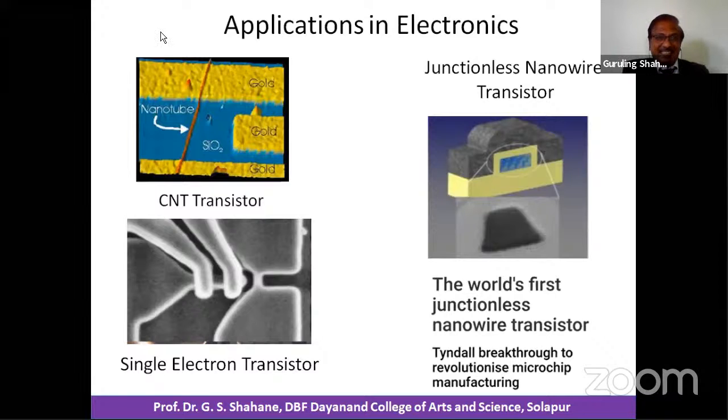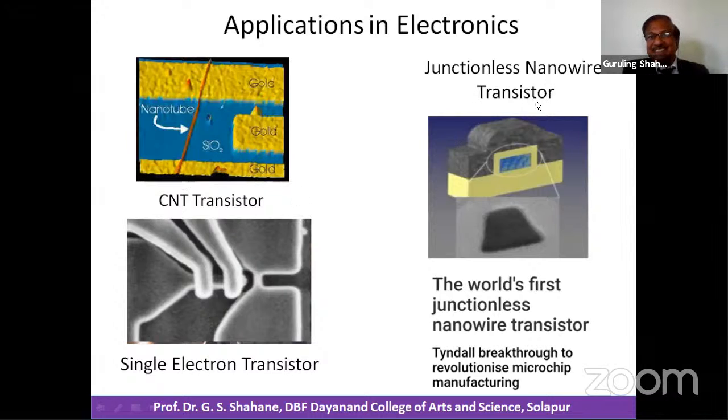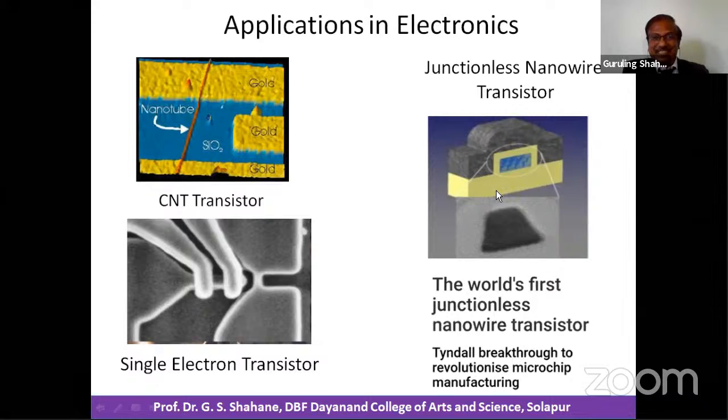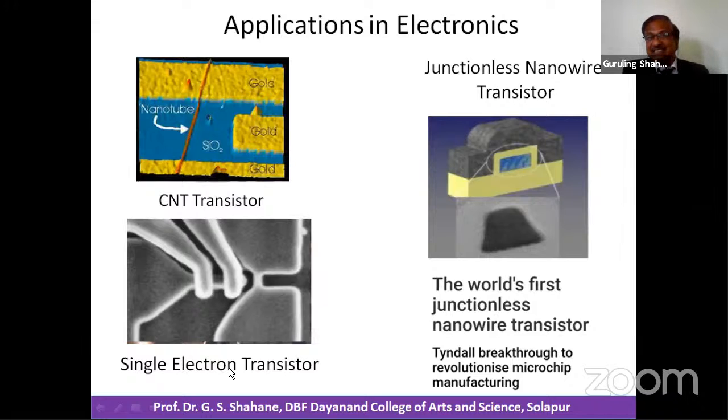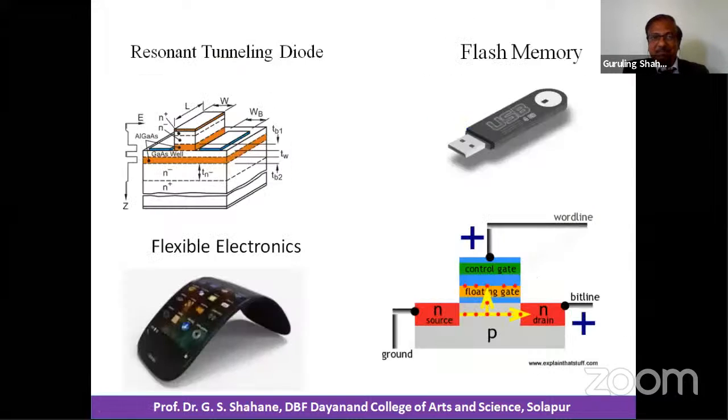Say, CNT transistor, carbon nanotube transistor. Another, there is a new one, junctionless nanowire transistor. No junction, but a nanowire can be used as a transistor. Single electron transfer devices, single electron transistor. Here the current flowing is in the few electrons only, and that is controlled by the gate terminal. So the magnitude of the current is reduced, so it will automatically reduce the power consumption, power dissipation.